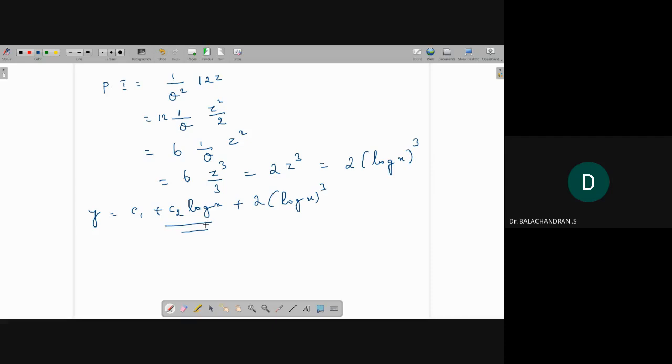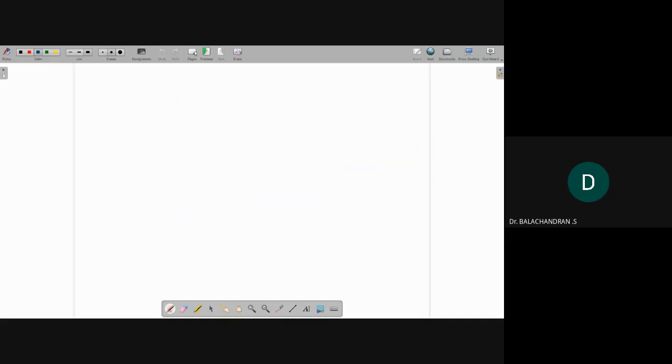So next we will go to simultaneous linear differential equations with constant coefficient.